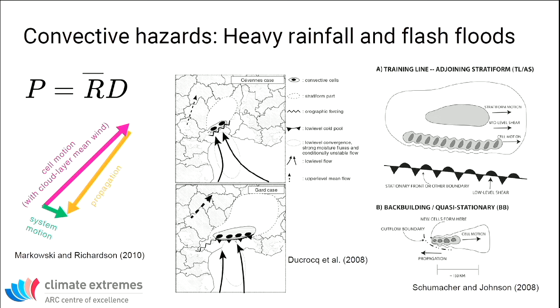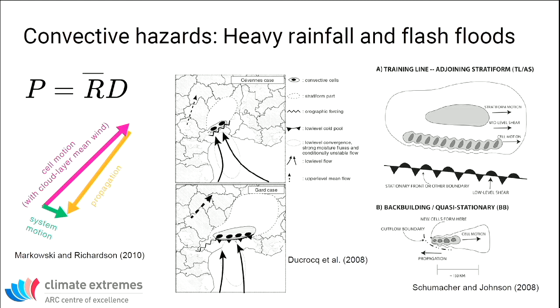So all it says is that essentially the largest precipitation totals occur where the average rain rate is highest and the duration is highest, so where it rains hard for a long time. This is a very simple relation, but it nicely captures the effects we need to think about. So what are the ingredients for heavy precipitation, and how do we get that precipitation occurring for a long period in the same location?